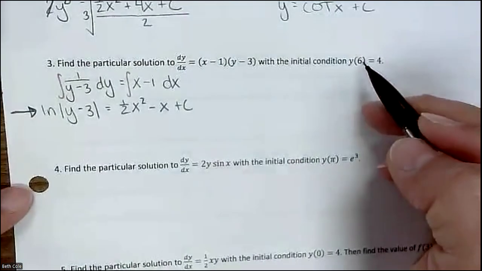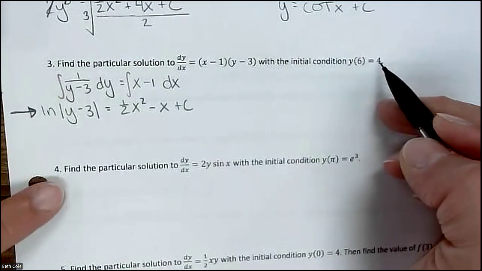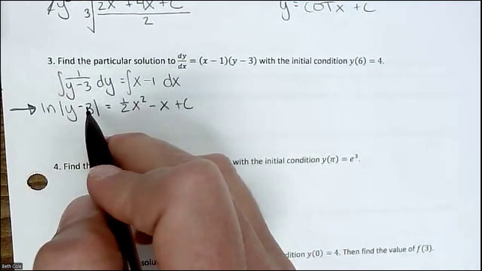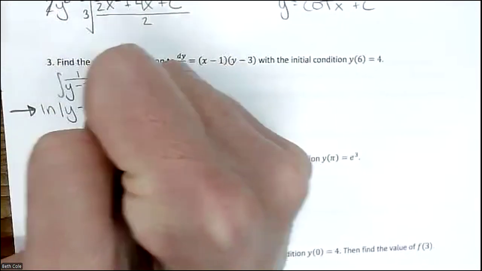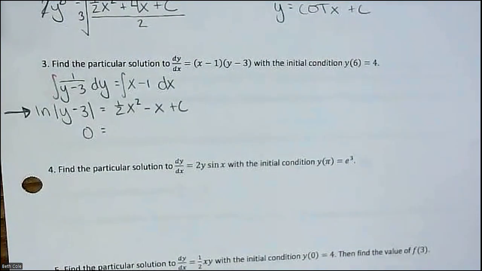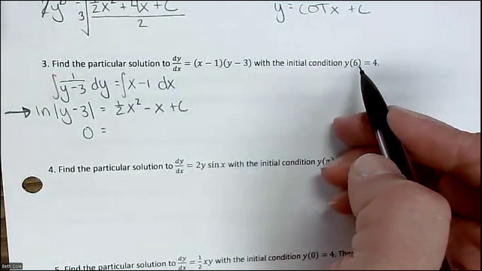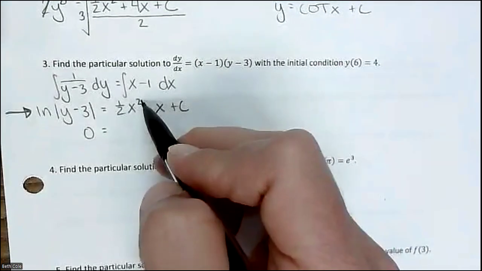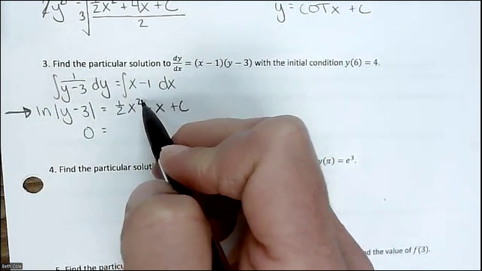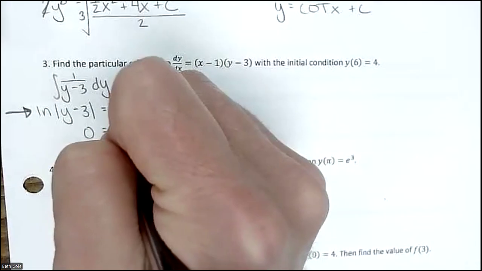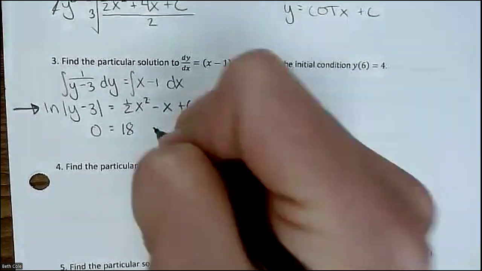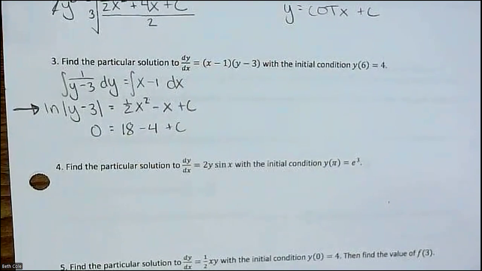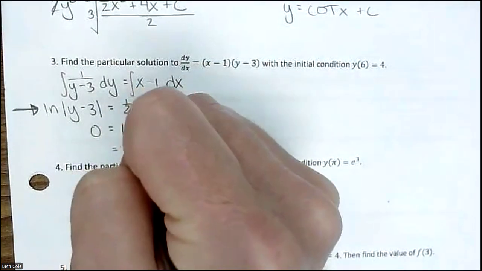All right, so we're going to plug in 6 for x, 4 for y. It's good that it's 4 for y because this is non-calculator. 4 minus 3, 1, ln of 1, 0. That's really the only one you can do without a calculator, unless anyone knows what ln of 7 is without a calculator. All right, plugging in 6. 6 squared, 36. Half of that, 18. Minus 4 plus c. So what is c going to be?